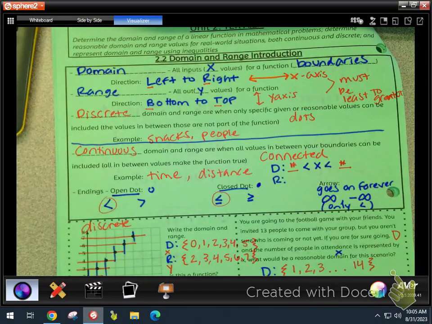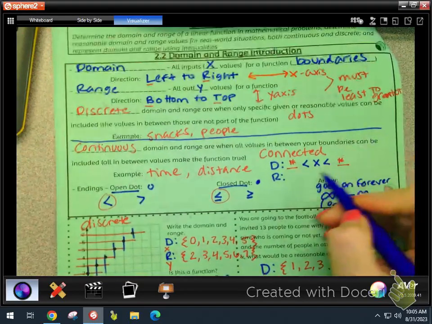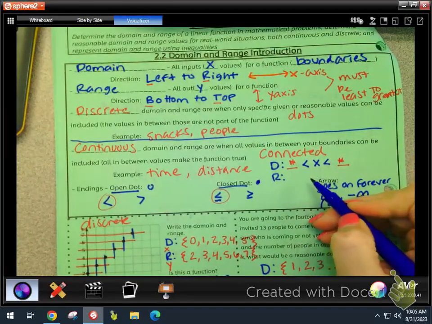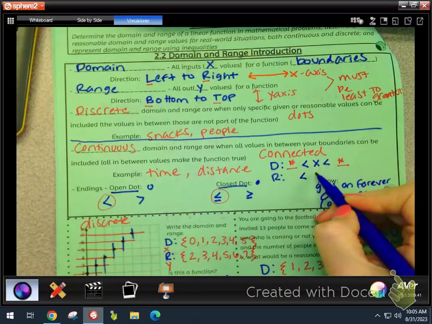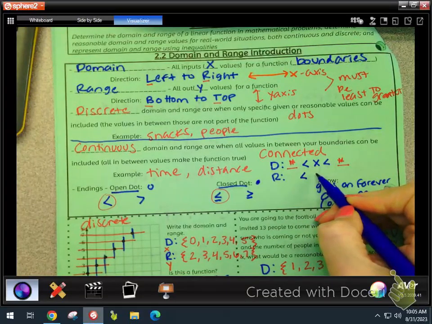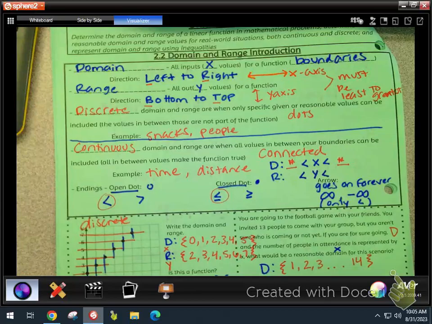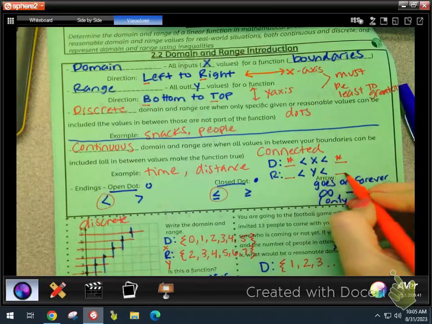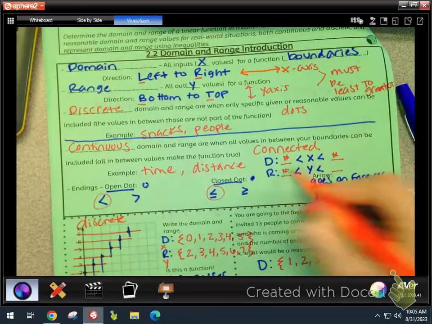That's what's happening there. And then range, what's nice about this is it's pretty much the same setup except for what goes in the middle. With range, Y. And you put your lower and upper boundaries, and those will be numbers.